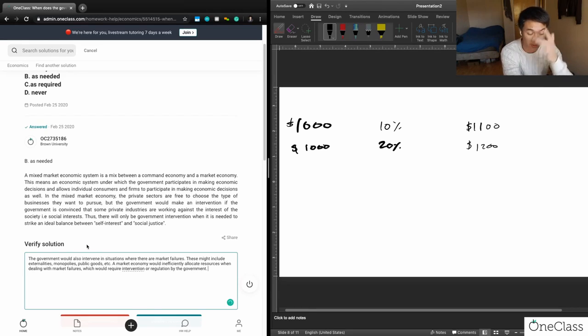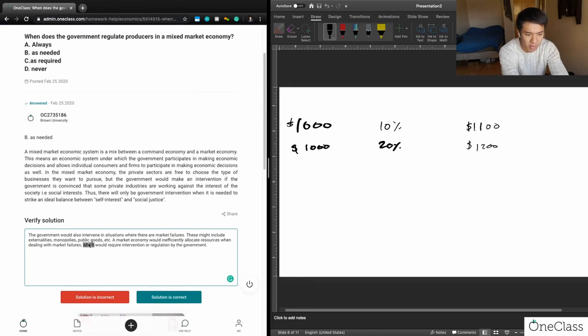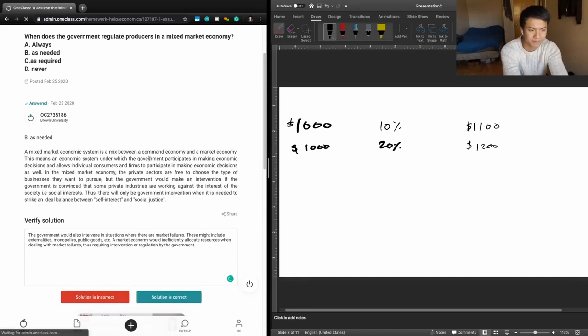So government would also intervene in situations where there are market failures. These might include externalities, monopolies, public goods, etc. A market economy would inefficiently allocate resources when dealing with market failures, thus requiring intervention or regulation by the government. And that's going to be a correct solution.